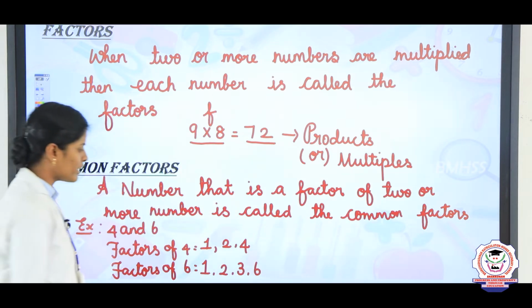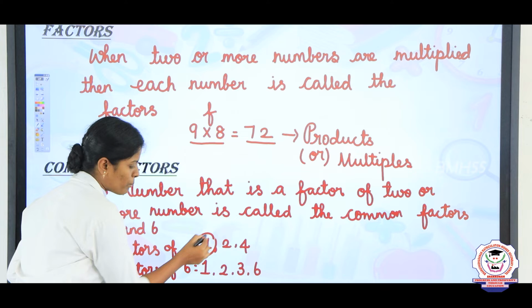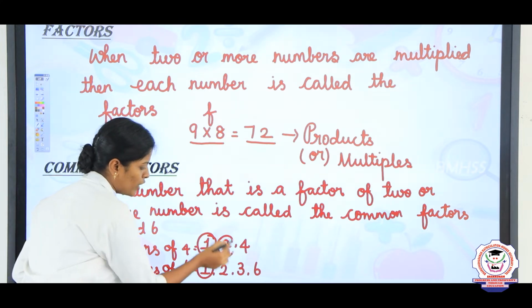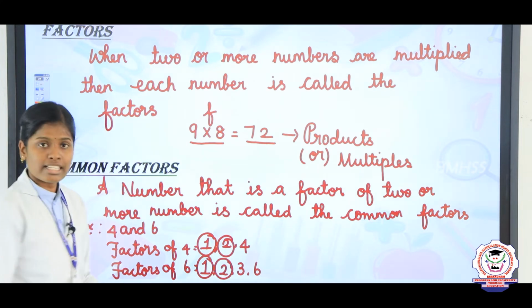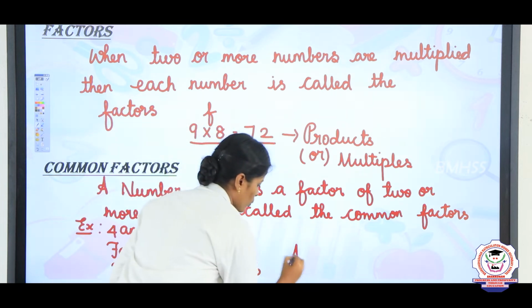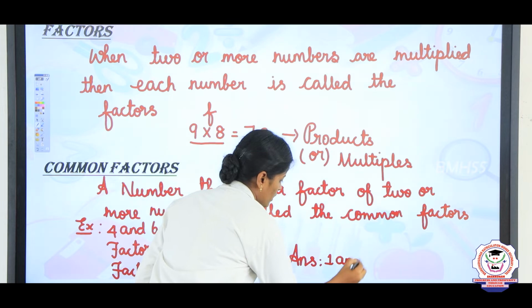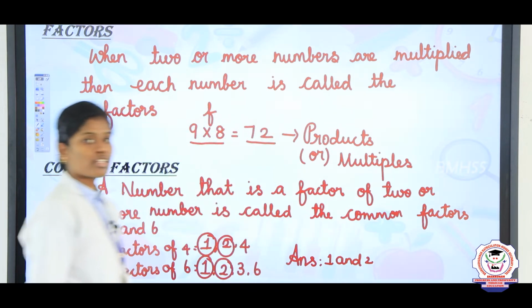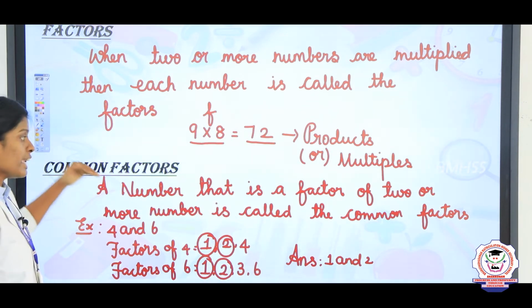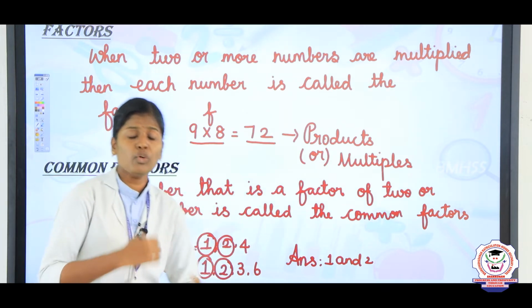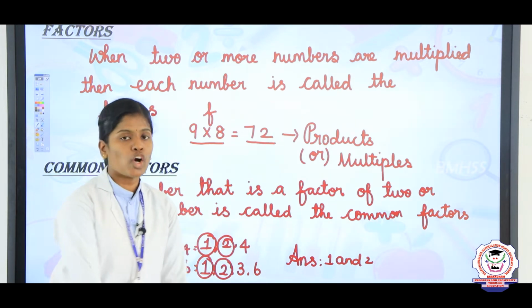Now we are going to find the common factors. Pick the common numbers: 1, 1, 2, 2. So the answer is 1 and 2. This is the common factor. So what is meant by common factors? A number that is a factor of two or more numbers is called a common factor.